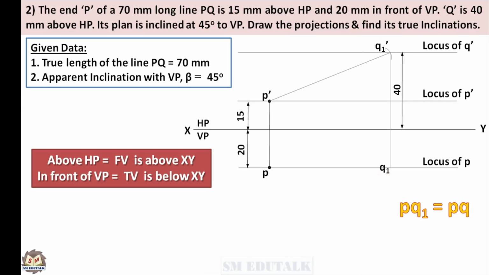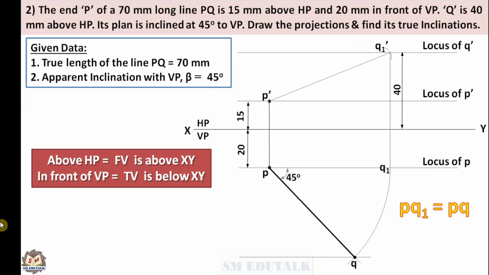To do so, draw an arc with P as center and PQ1 as radius. The top view's angle beta is given as 45 degrees. Draw a thin line from the point P which is inclined downwards at 45 degrees to the XY line or locus of P. This inclined line intersects the arc drawn earlier at point Q. Join point P and point Q by a thick line. This PQ line is the required top view of the line PQ.